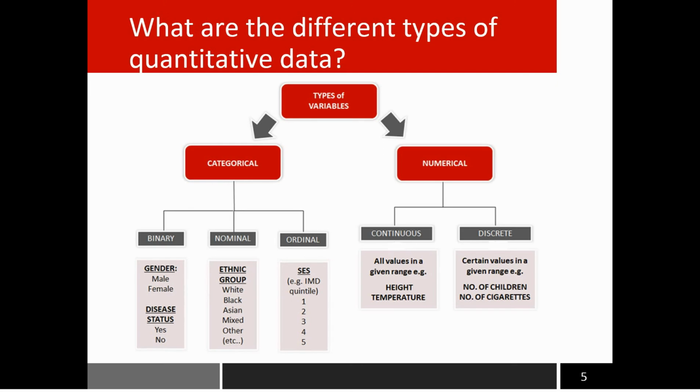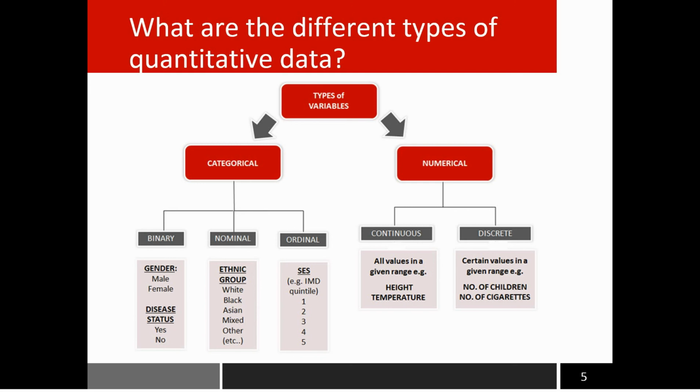Numerical variables can be continuous or discrete. Continuous variables can take on any value in a given range, for example height or temperature. Discrete variables, on the other hand, can only take on certain values, for example whole numbers. So you can't have 1.5 children. The intervals between these values are representative of differences in the property being measured. So, for example, the difference between 2 children and 4 children is 2 children, which is the same as the difference between 4 children and 6 children.